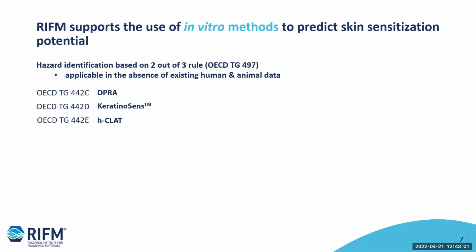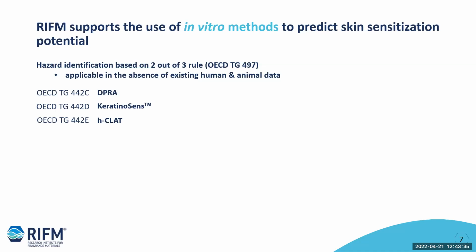In the absence of historical human and animal data, RIFM currently uses the 2 out of 3 rule to identify whether a material is a sensitizer or not. So that's the hazard identification. And this approach is outlined in OECD test guideline 497. So if we have negative results from 2 assays out of these 3, we can conclude that the material is a non-sensitizer in the absence of any historical animal or human data.